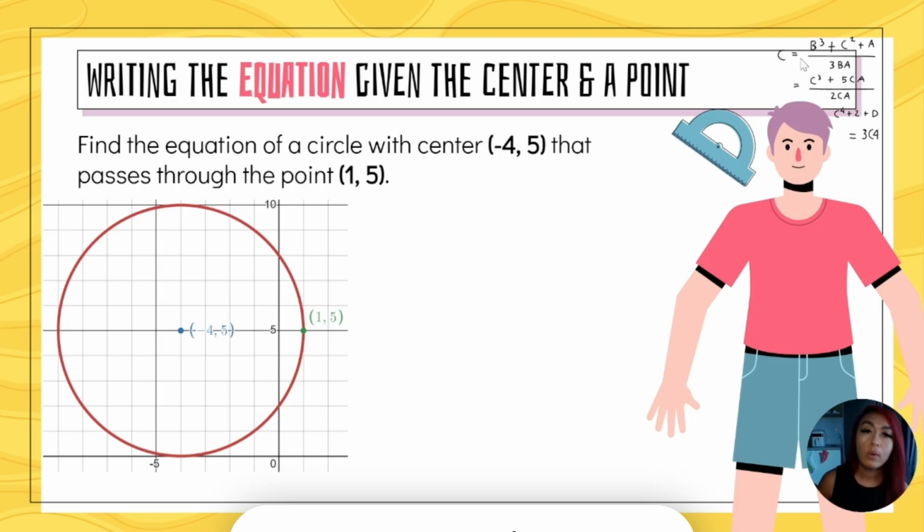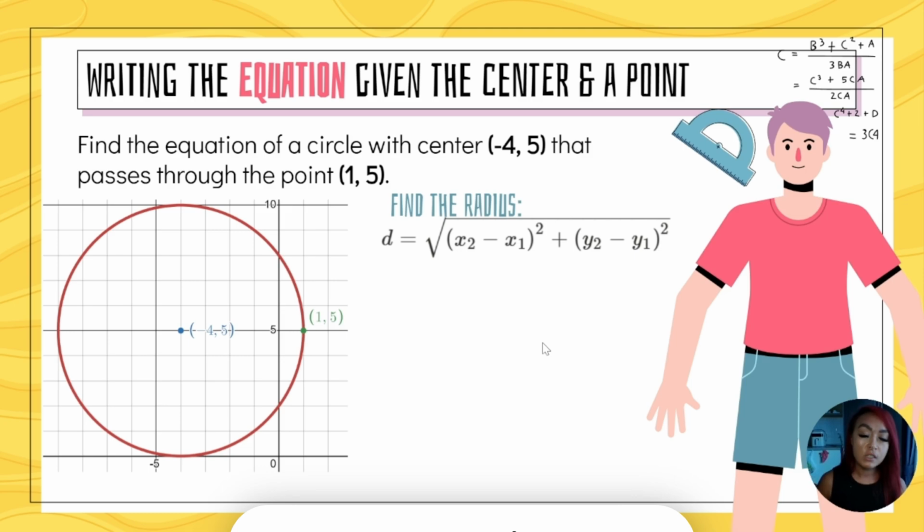Now let's write the equation given the center and a point. So find the equation of a circle with the center (−4, 5) that passes through the point (1, 5). Okay, so first let's find the radius. So we have the center. That's part of what we need to write the equation, but now we need the radius. So in order to find the radius, we will find the distance between the center and the point that they give us.